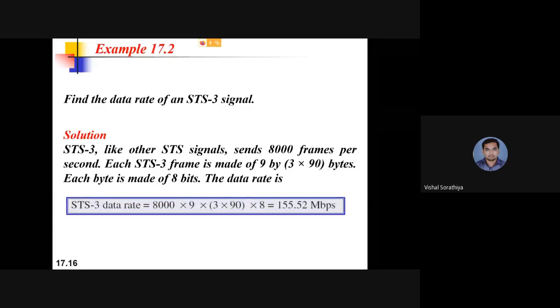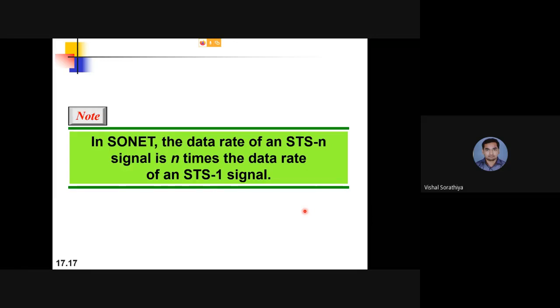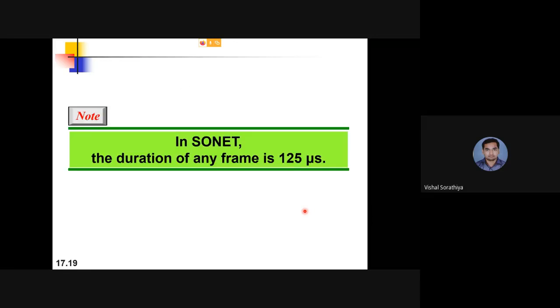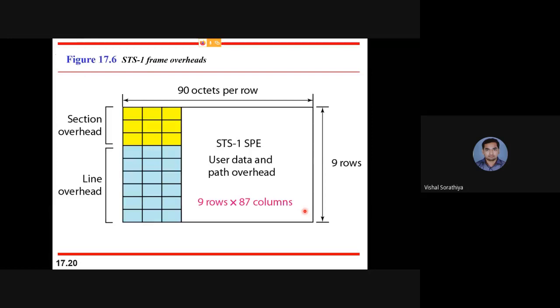But if it is STS-3, the entire frame structure is multiplied by 3 horizontally. So it becomes 3 by 90 columns, and the data rate is ultimately multiplied 3 times. These are the things we discussed in the last lecture, the frame rate and so on. Now we need to start discussing the inside of that particular frame structure.